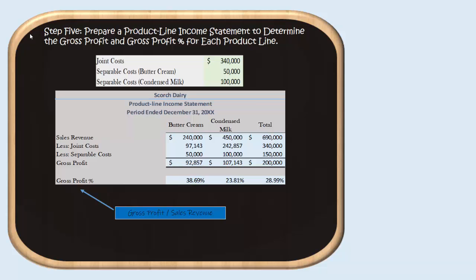That is 28.99% gross profit, which is the same exact number we had in total for the other method, the sales value at split off method, because changing the method isn't going to change your overall gross profit percentage. It's only going to change the gross profit percentage for your individual product lines, which are eventually going to make up that total.